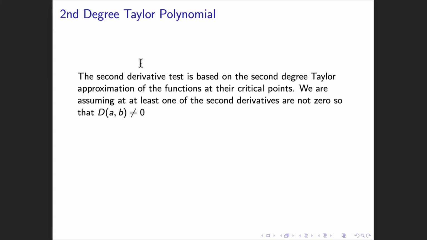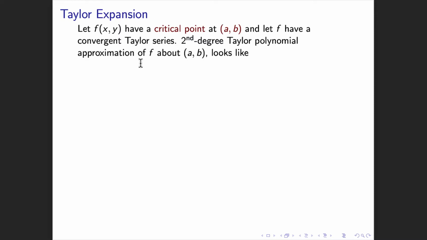The second derivative test is based on the second degree Taylor approximation of the function at its critical points. We are assuming that at least one of the second derivatives is not 0, so that D(a, b) is not going to be 0. That's a part. If D(a, b) is 0, the test is going to be inconclusive. So let's start with the Taylor expansion.